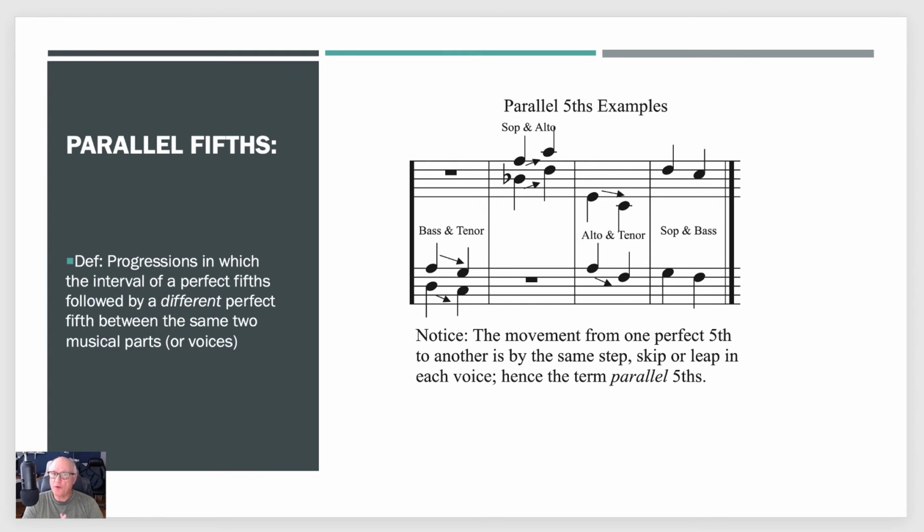Now, parallel always means two voices going in the same direction. So the definition is progressions in which the interval of a perfect fifth is followed by a different perfect fifth between the same two musical parts or voices. So the perfect example here is the A to the G with the D and the G below. You can hear how hollow that sounds. So that's between bass and tenor.